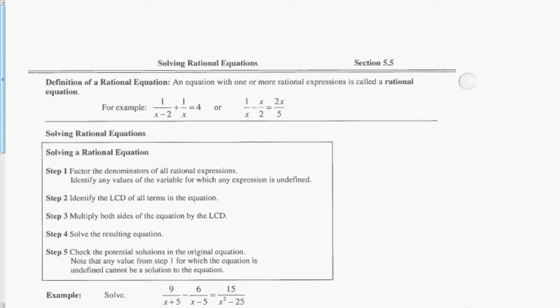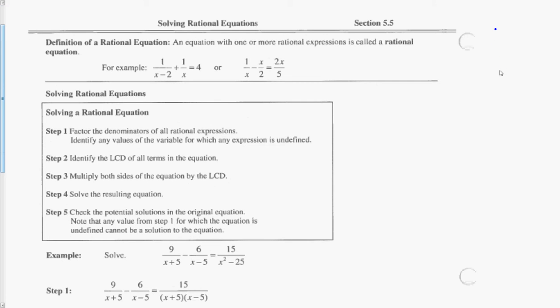Okay, the last section in this chapter deals with solving rational equations. And when we're talking about rational equations, we're talking about equations that have fractions in them. And the key to these, remember when we were doing complex fractions in the last section, we had to find an LCD and then we multiplied every term times that LCD in order to kind of clear our fractions. Well, we're going to do the same exact thing with these rational equations.